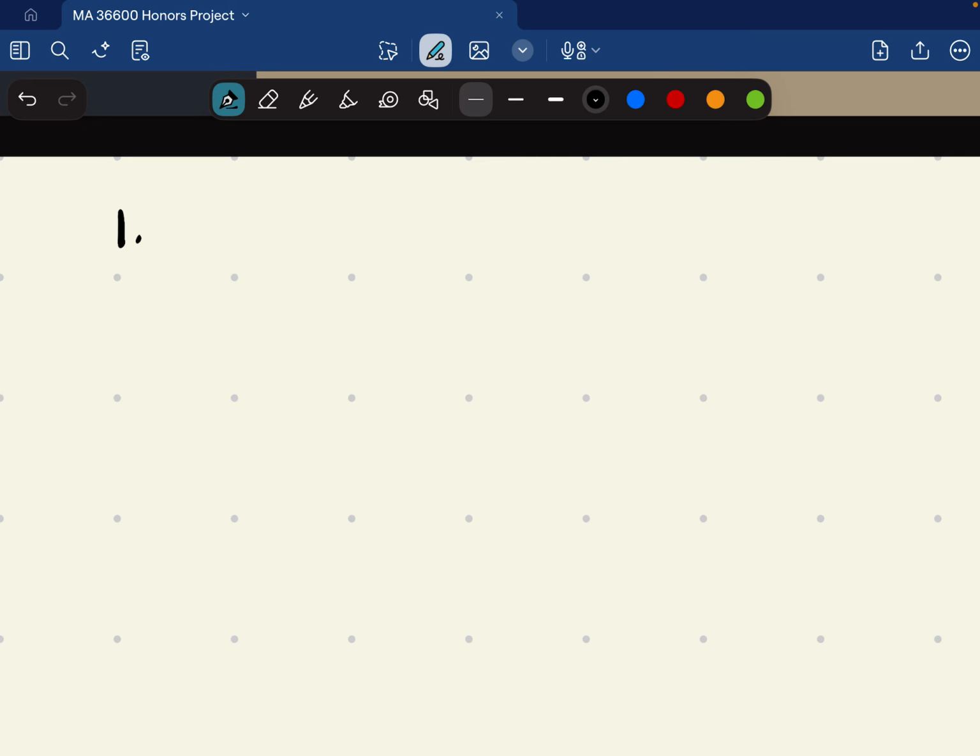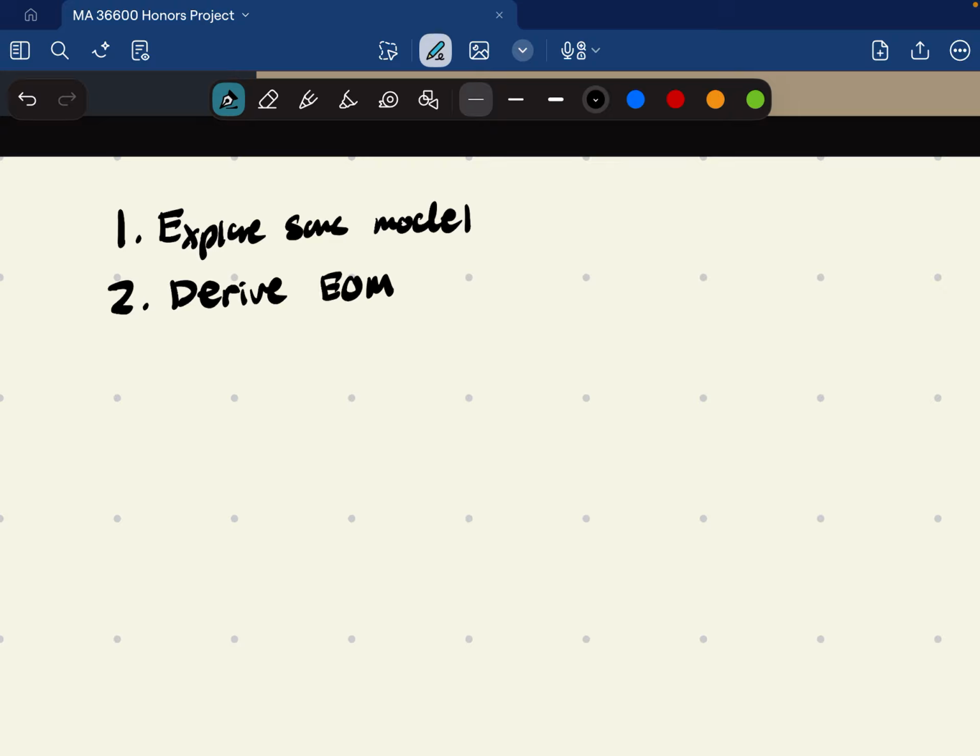So the first objective of the project was just to explore some model. I'm going to take some real world physical system and be able to explain this in some sort of mathematical way. In particular, I would like to derive some equations of motion, EOM, and then be able to solve, and I'm going to put that in air quotes, that equation, right?